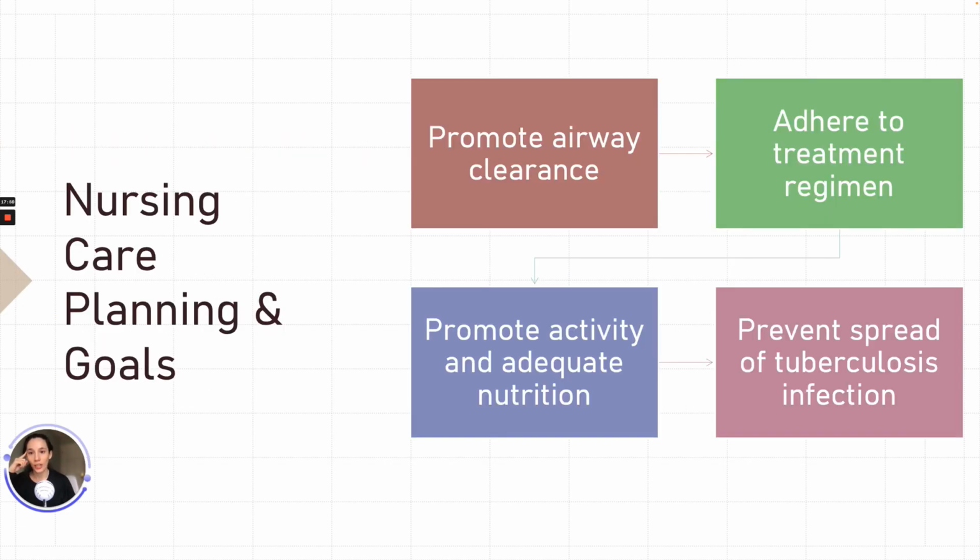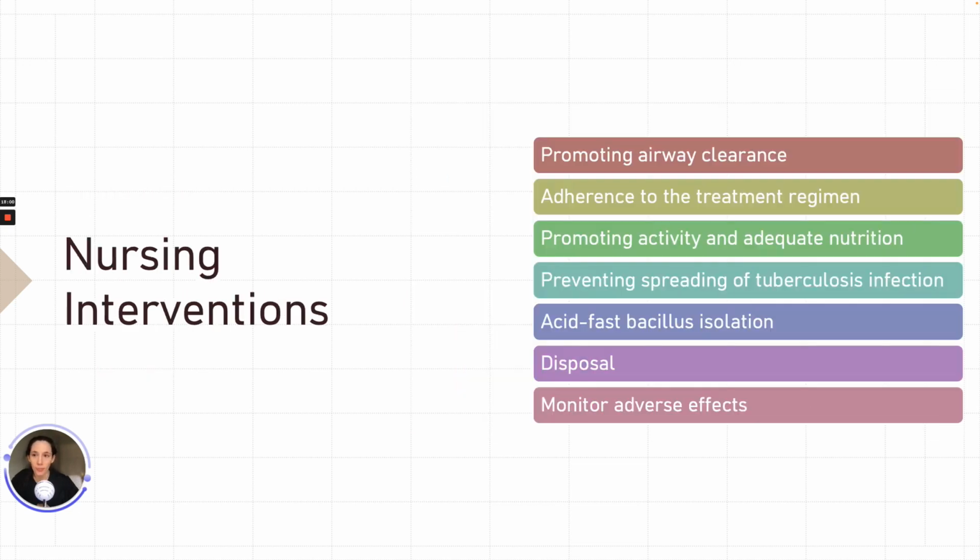And our nursing care planning and goals can include promote airway clearance, adhere to treatment regimen, promote activity and adequate nutrition, and prevent spread of tuberculosis infection. So our nursing interventions, we want to promote airway clearance. We should instruct the patient about correct positioning to facilitate drainage and increase fluid intake to promote systemic hydration. We want to adhere to the treatment regimen and teach the patient that TB is a communicable disease and taking medications is the most effective means to prevent transmission.